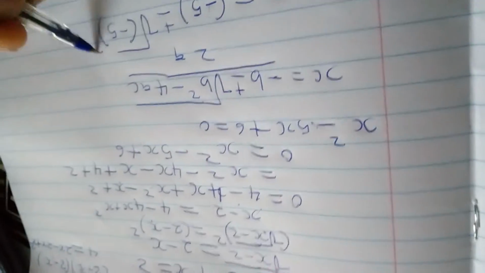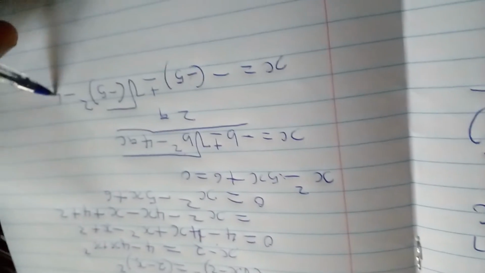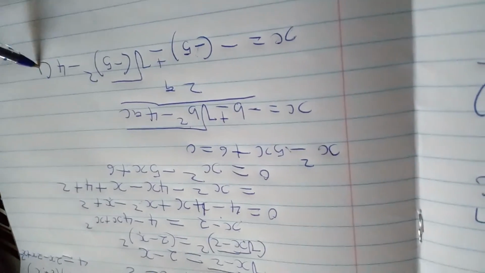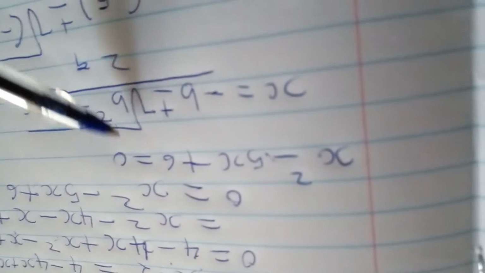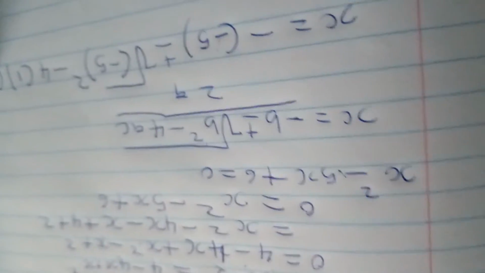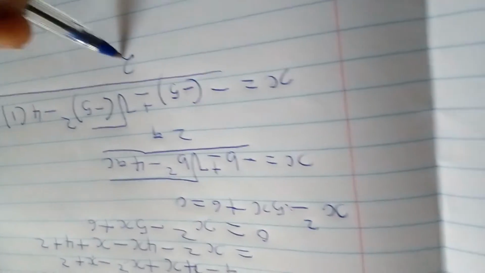Where is our b squared? Our b again is negative 5, so we are writing negative 5, everything squared, then minus 4. What is our a there? It is 1, or x, which is like 1. Then our c is 6. I'll write 6 here, over 2. What is our a? It is 1. Let's do it.